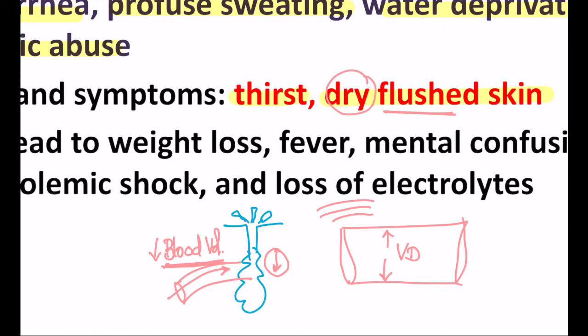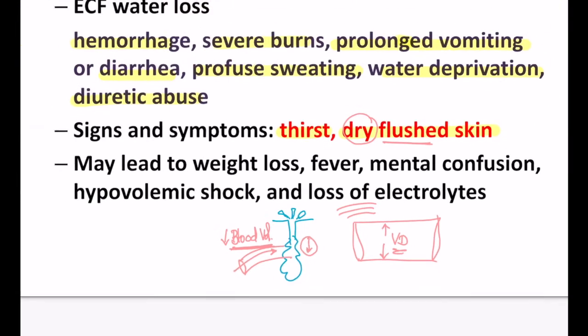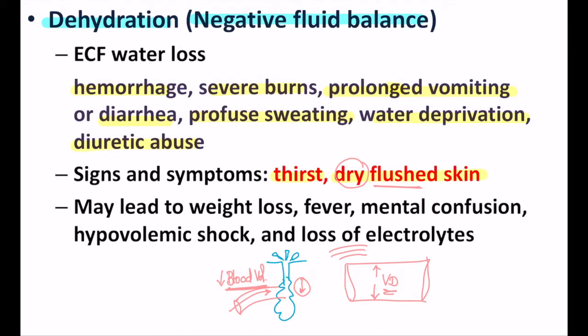Because the reduction of the blood volume causes reduction in the sweat production. This explains why the skin is going to be dry. But why again is it going to be flushed? Because the skin vessels will dilate to release the heat from the body by radiation to the outside.